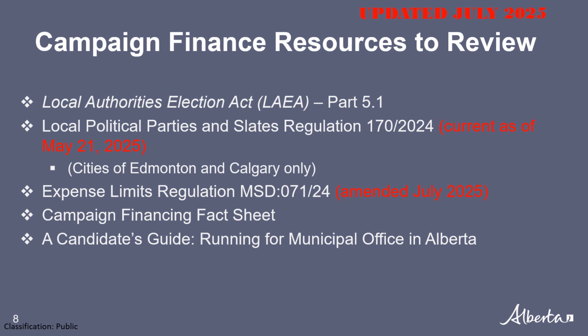New for the 2025 election are the local political parties and slates regulation, which applies only to the cities of Edmonton and Calgary, and the expense limits regulation, which applies to all municipal candidates, but not to school trustee candidates. This regulation was amended in July of 2025. A campaign financing fact sheet and a candidate's guide to running for municipal office in Alberta can be viewed at alberta.ca.